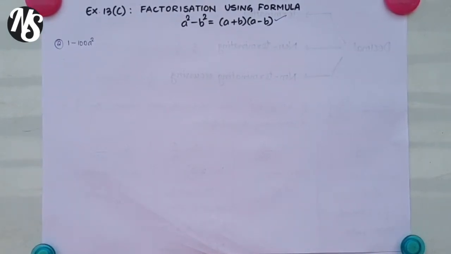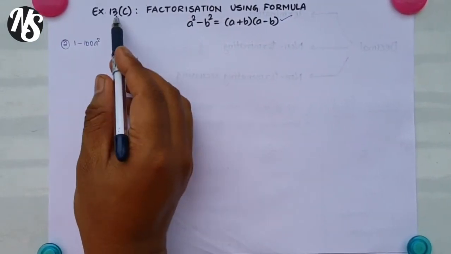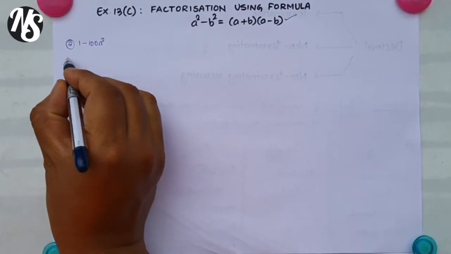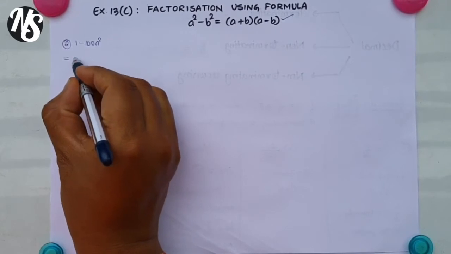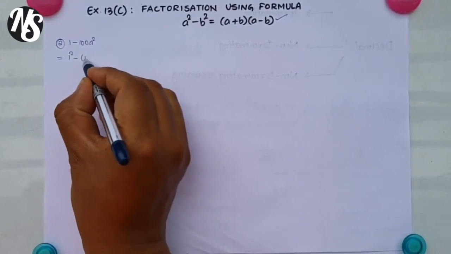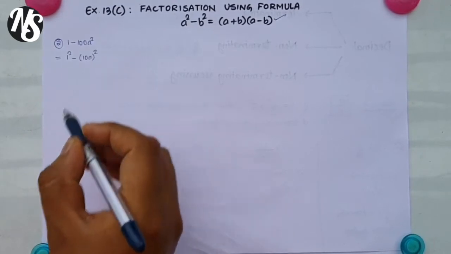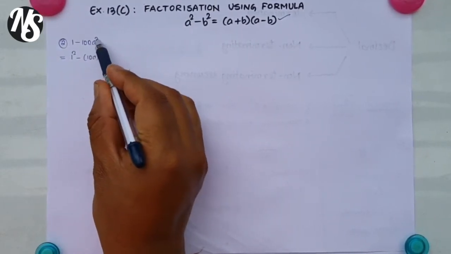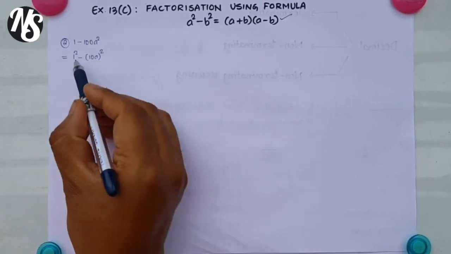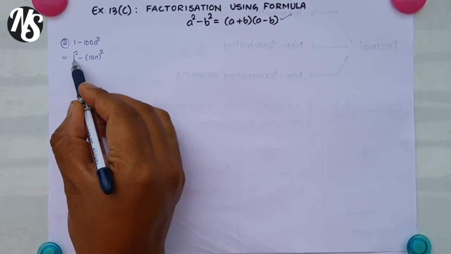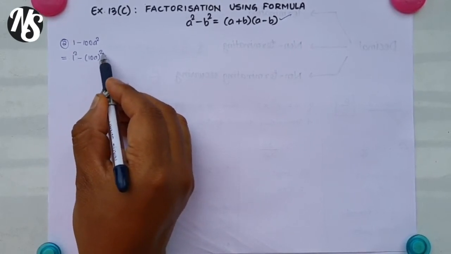So we have the first question. I am taking question number 2 from 13C, which says factorize this. Now what am I going to do is, I'll write this one as 1 square, and can I write this entire thing as 10a whole square? Yes, because 10 square is 100 and a square is a square. Okay, now call this a, call 10a b, so it becomes a square minus b square.